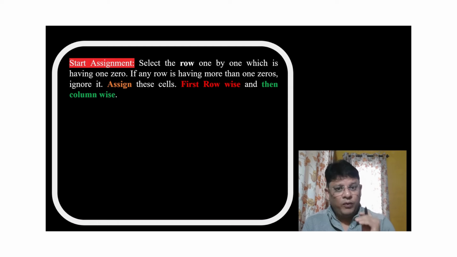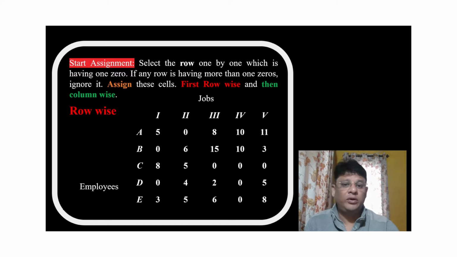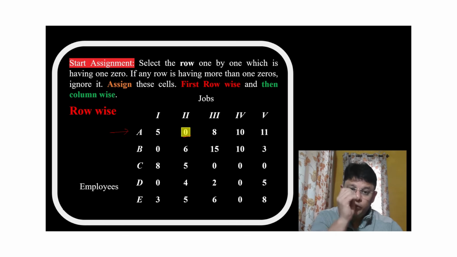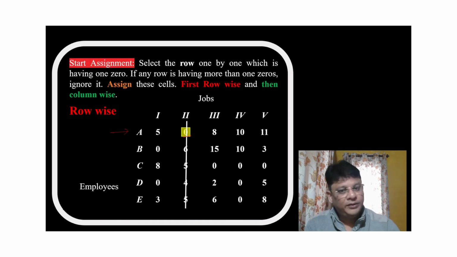So we will go row wise and then we'll go column wise. So let's move on. We are doing row wise. Now the first row, how many zeros do we have? 1 zero only. So we can assign, right? So I have assigned this, and when I have assigned this, what does it mean? I have assigned job 2 to A, right? Job 2 to A. So when I have assigned this, job 2 is over. It is not available for anyone, right?